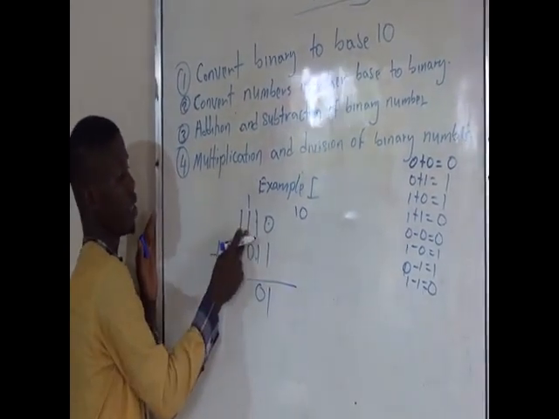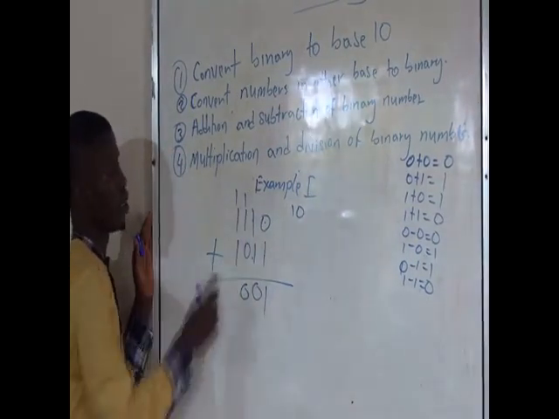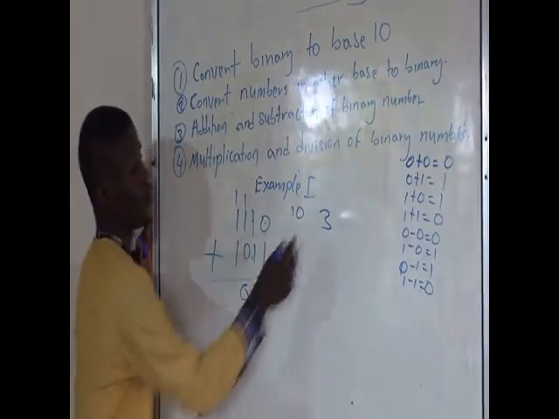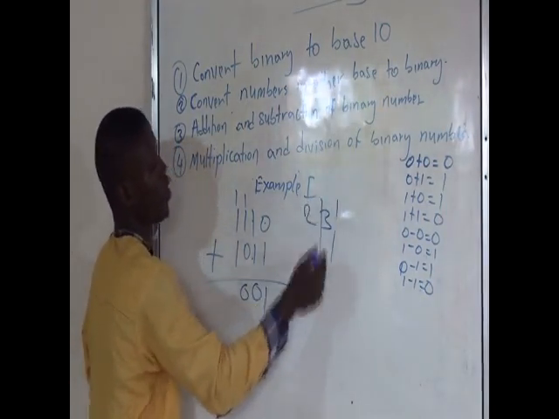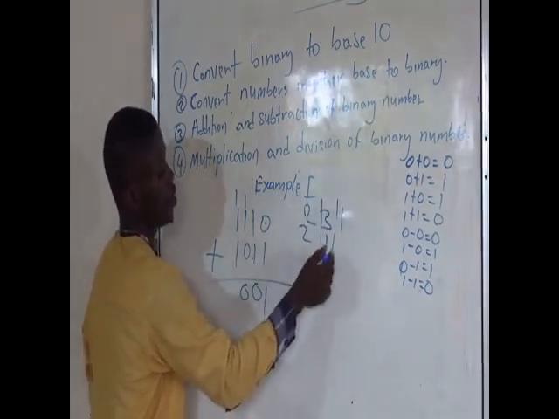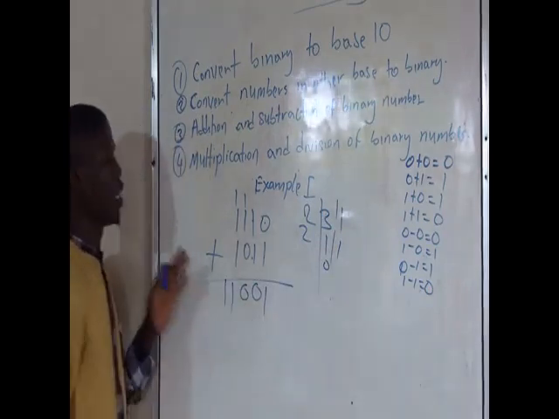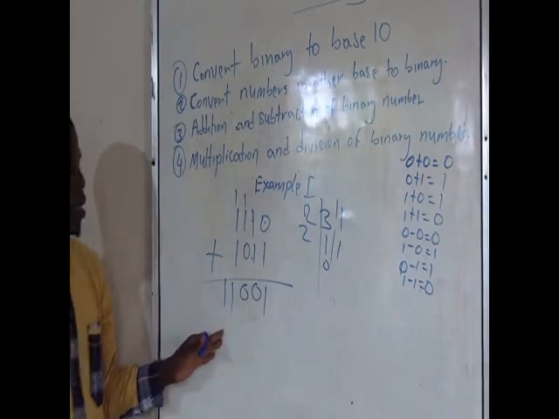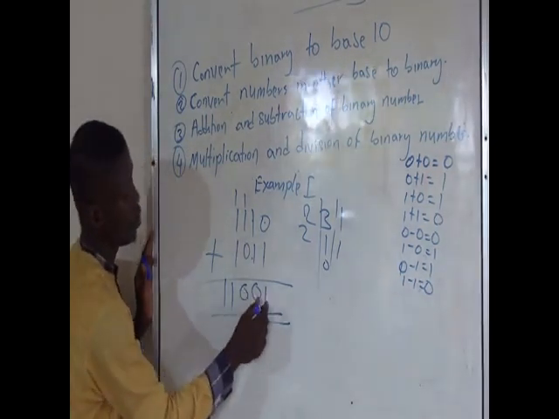Then 1 plus 1 is 10, plus 0 still 10. Write 0 and carry 1 here. 1 plus 1 plus 1 plus 1 is 3. If we convert 3 to base 2, we have 1 remainder 1, 2 go here, 0 remainder 1, which will give us 1 and 1. So in base 2, 3 is 11. So the answer gives us 1, 1, 0, 0, 1 base 2.